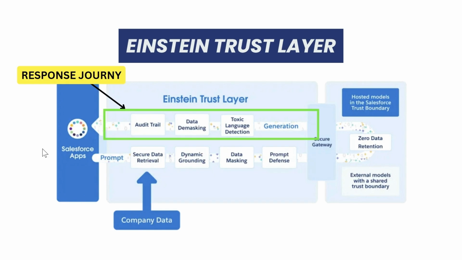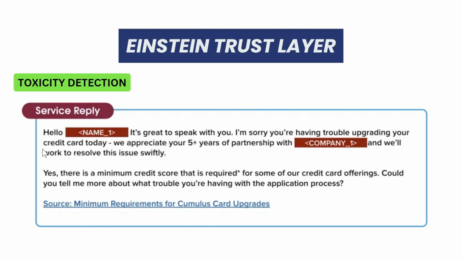So after the LLM generates a response, it then gets passed back to Salesforce. This is where we start our response journey. So we start with the toxic language detection. When the AI generates its response, Salesforce checks it for harmful or inappropriate content using a toxicity score. This helps keep the conversation safe and respectful for when the response is returned to the end user.